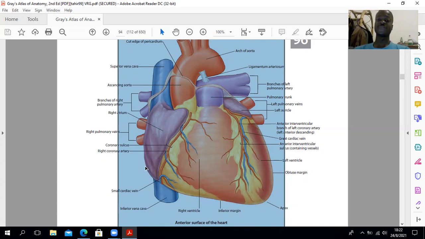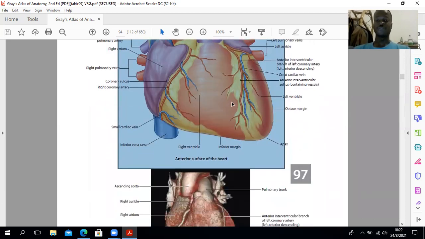Then in terms of the surfaces of the heart, this is what is known as the sternocostal surface, or the anterior surface of the heart. And you can appreciate that on the sternocostal surface, you're going to see mainly the right atrium and the right ventricle. And also some portions of the left ventricle can also be appreciated, as well as part of the atrium of the left side, which is actually this left auricle. Right. So that is the sternocostal surface of the heart.